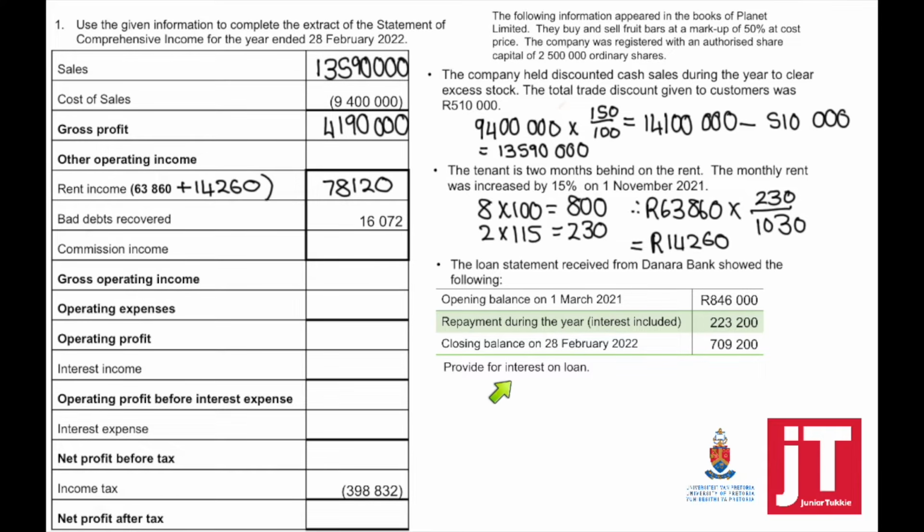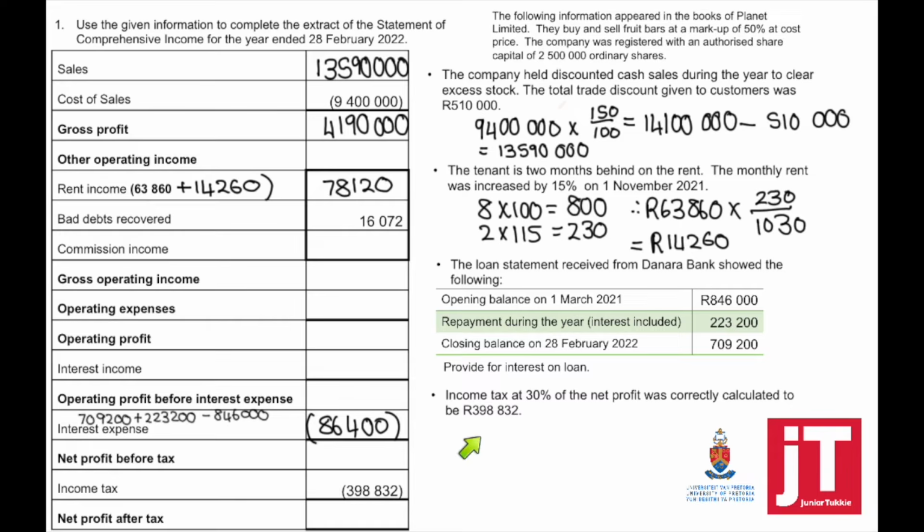So provide for interest on loan. If we want to calculate the interest, we're going to take the balance at the end and we're going to work our way up. So we need to do opposite calculations. This means we're going to take 709,200 plus the repayment during the year minus the opening balance, and that will provide us with the interest on loan.